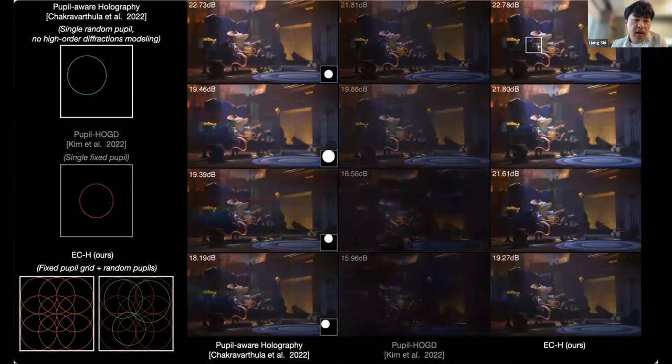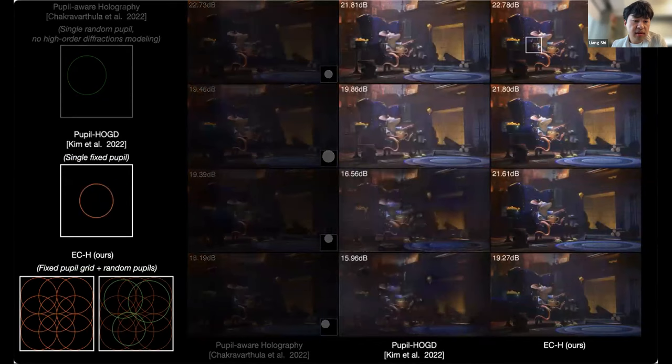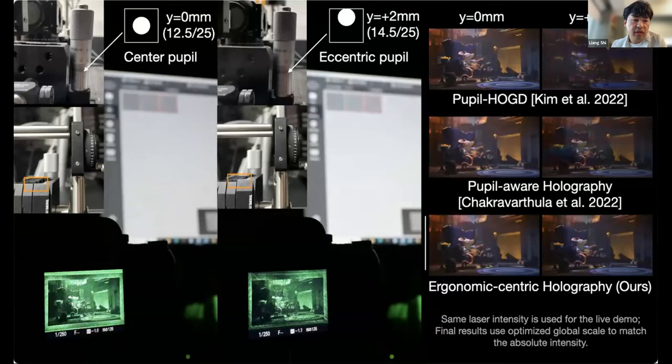Here, the pupil-aware holography uses a single per iteration resampled random pupil with no modeling of high order diffractions. Thus, it's consistently impacted by high order replicas and produces a faster decaying image intensity and contrast at eccentric pupil locations. In contrast, the pupil HOGD method models a single fixed center pupil with high order diffractions, but with coherent defocus blur. Consequently, it doesn't suffer from high order copies, but produces a more severe intensity drop at eccentric pupils, as well as unrealistic defocus blurs. This live video capture of green channel from these three methods more vividly shows their difference.